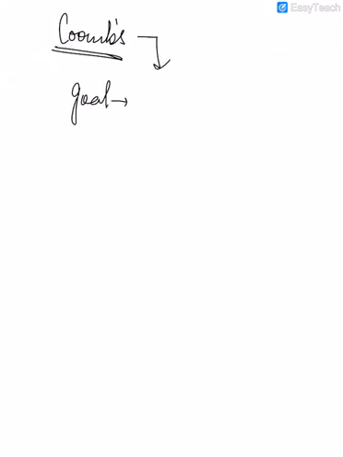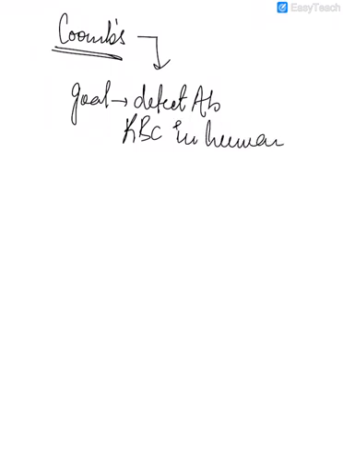Now, normally you should understand why a Coombs test is done. What's the goal of the Coombs test? If they ask, the goal of the Coombs test is to detect antibodies against RBCs in human blood. This is the basic idea, the basic goal behind Coombs testing.